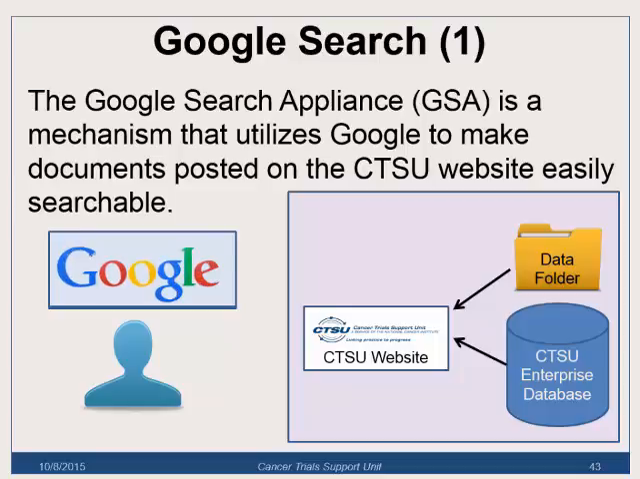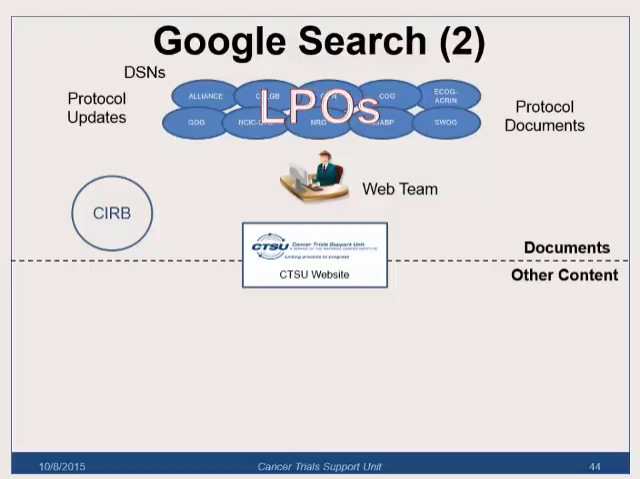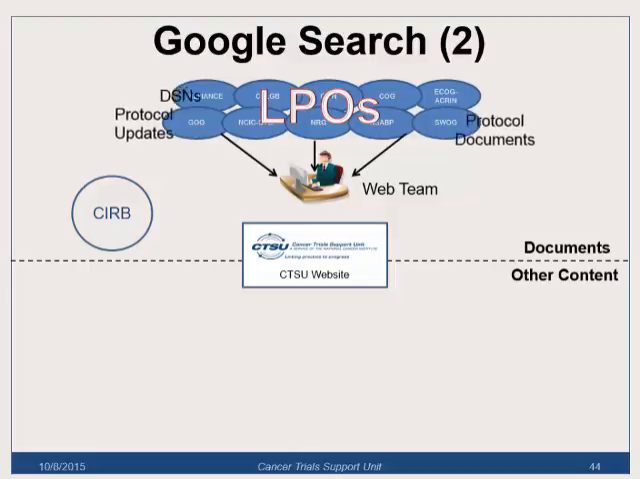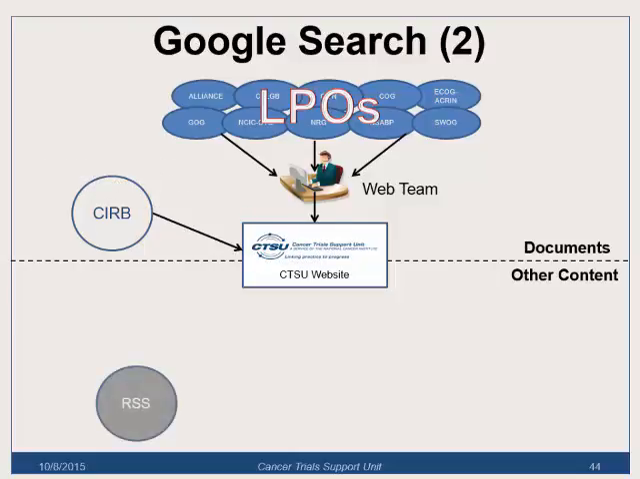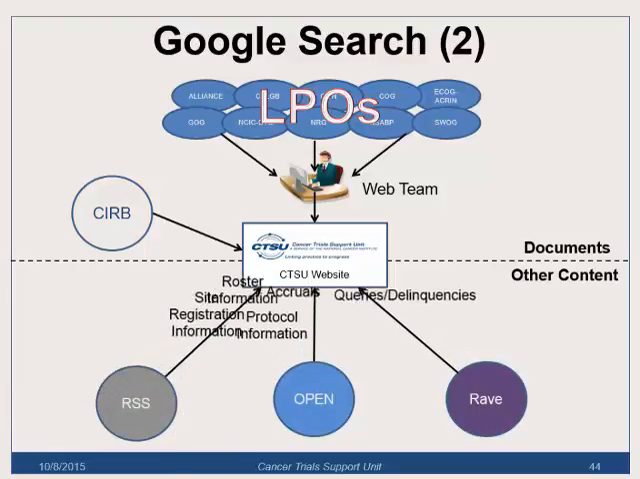So we are bringing Google to our website with the help of a GSA, the Google Search Appliance, which will read information through our data, our enterprise database, everything on our website, and make it more searchable. Again, as I said, we have a lot of information from the various LPOs, such as protocol updates, DSNs, protocol documents. All that information is fed to the web team, where they post it onto our website. We have CRB documents that also feed into our website. We have RSS, Open, RAVE.